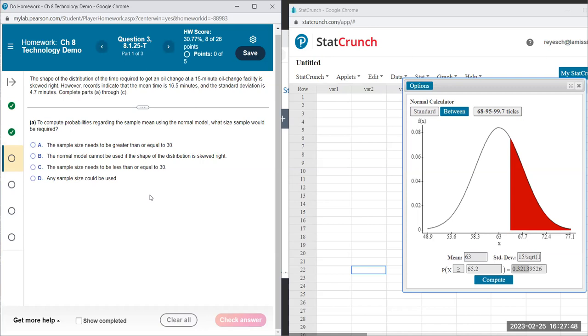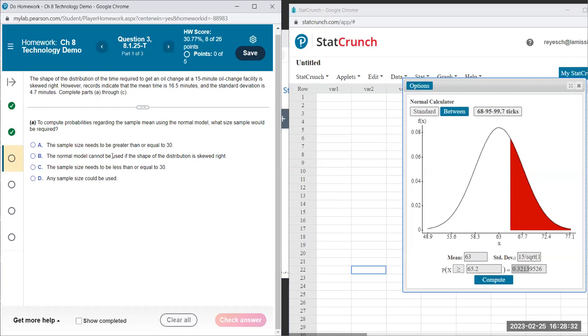The shape of the distribution of the time required to get an oil change at some 15-minute oil change facility is skewed right. However, records indicate that the mean time is about 16.5 minutes and the standard deviation is 4.7 minutes. So on average, it's taking 16.5 minutes to do an oil change, but they advertise 15-minute oil changes. To compute probabilities regarding the sample mean using the normal model, what would the sample size have to be? Greater than or equal to 30, less than or equal to 30, any sample size could be used, or the normal model can't be used if the shape is skewed right.